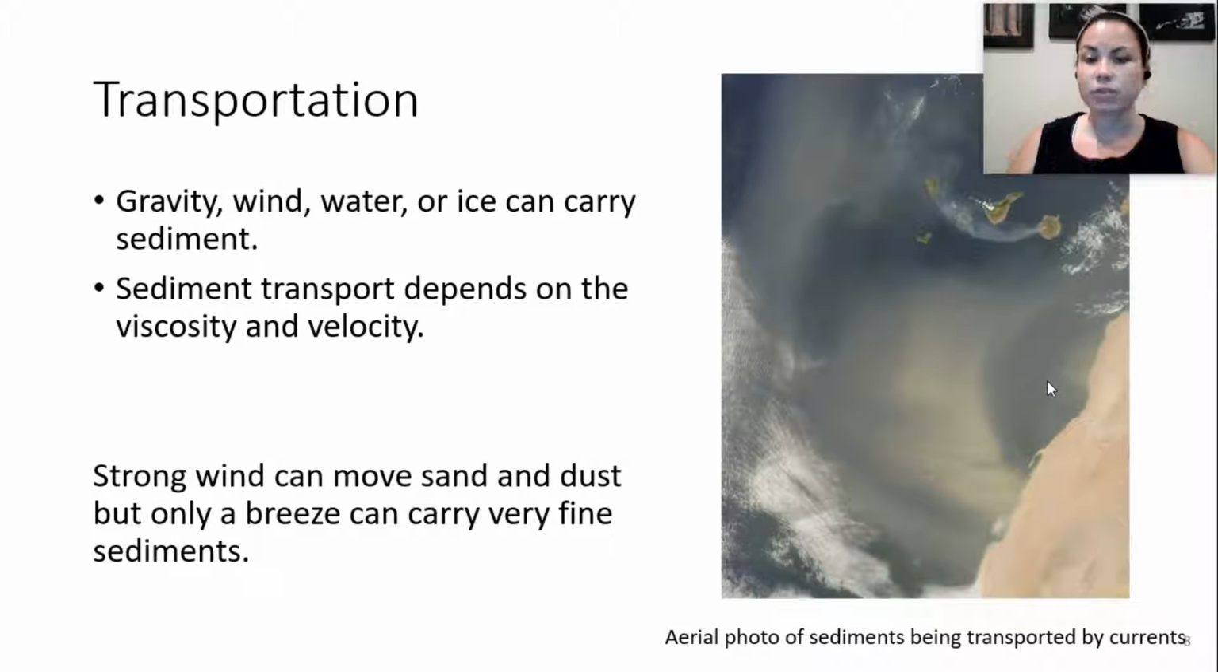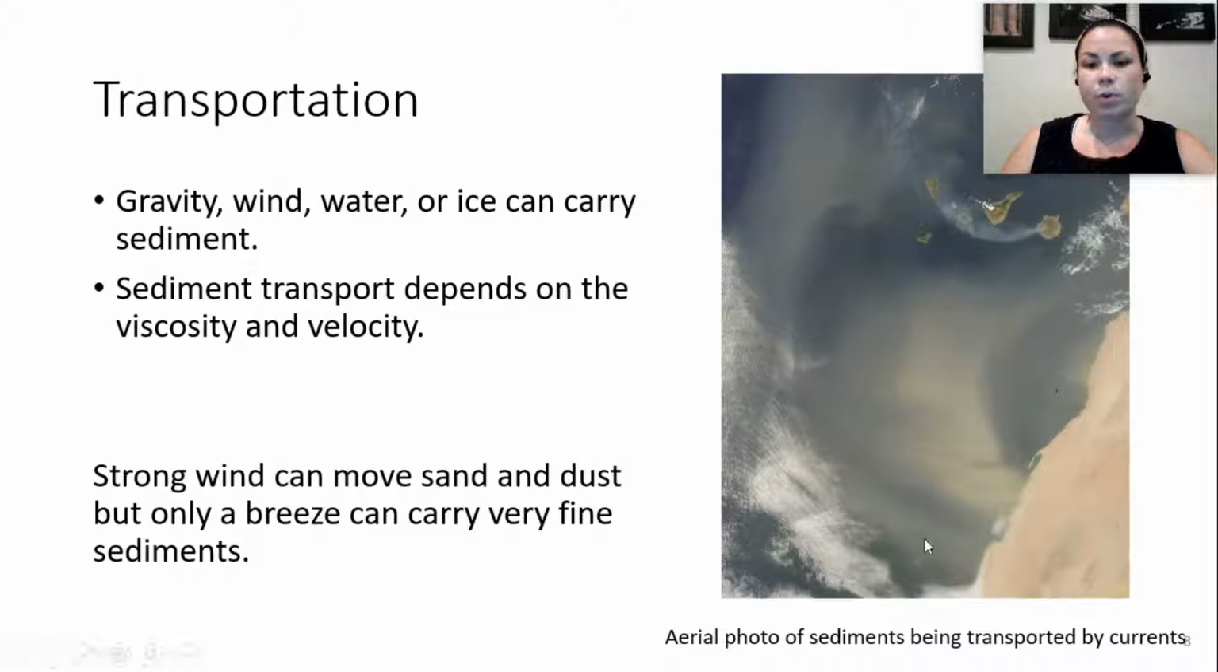And then we also have transportation. This can be gravity, wind, water, or ice that can carry sediment. Sediment transport depends on the viscosity and the velocity. So we talked about viscosity when it came to igneous rocks. So how viscous something is depends on how far it can be transported, as well as velocity. So something with higher velocity can be transported further.